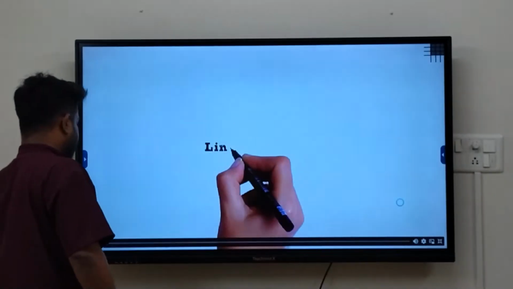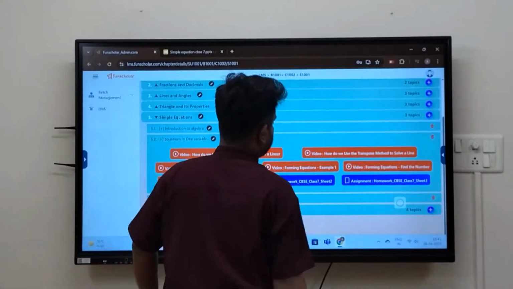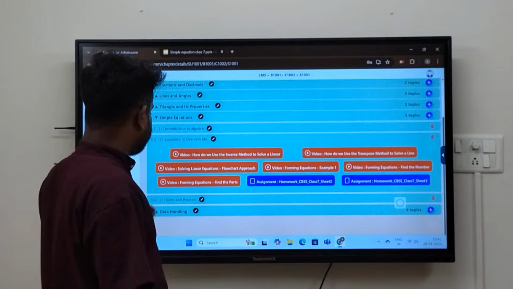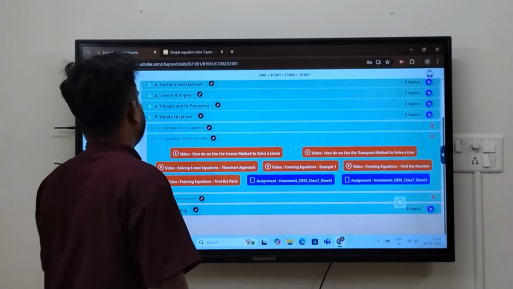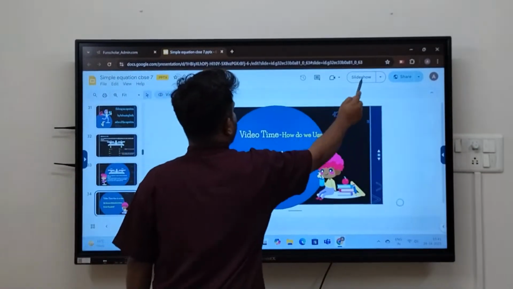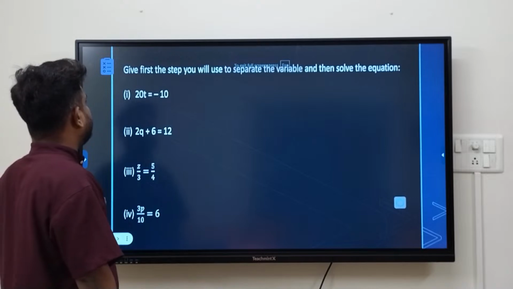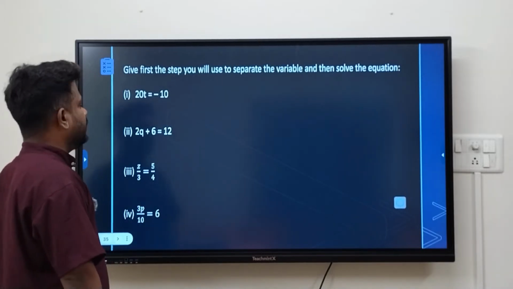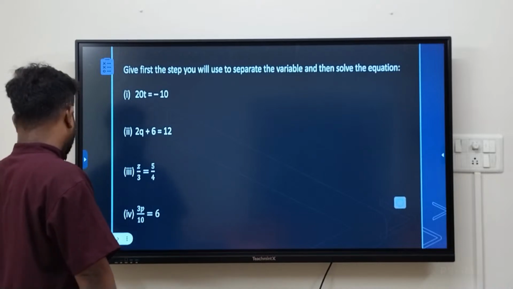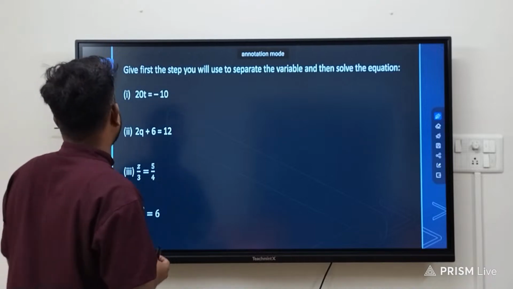Okay, so from these videos we have seen how we can solve an equation by the inverse method. In the next one, give the first step you will use to separate the variable and then solve the equation. Okay, so we will write the first step of how we will solve the equation.